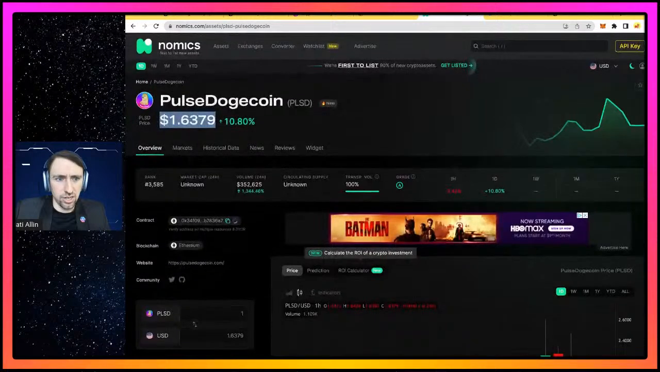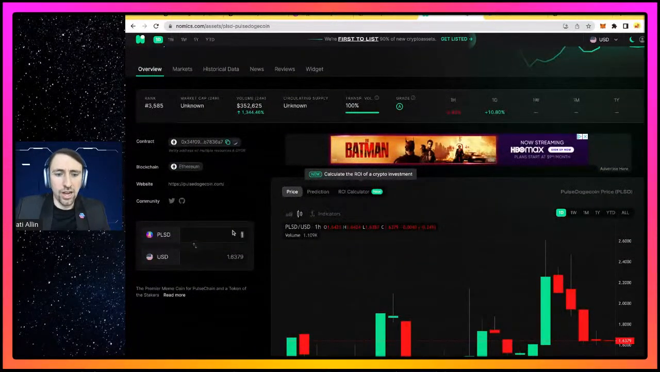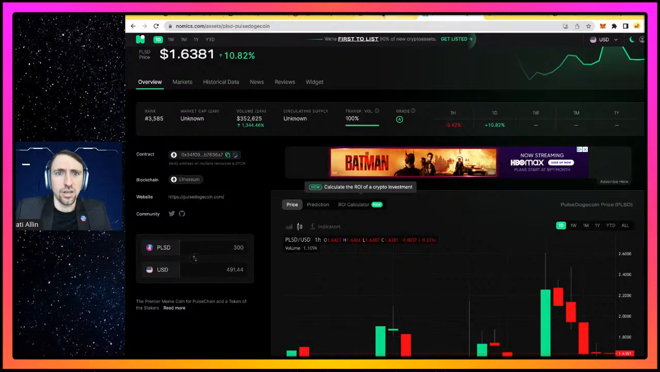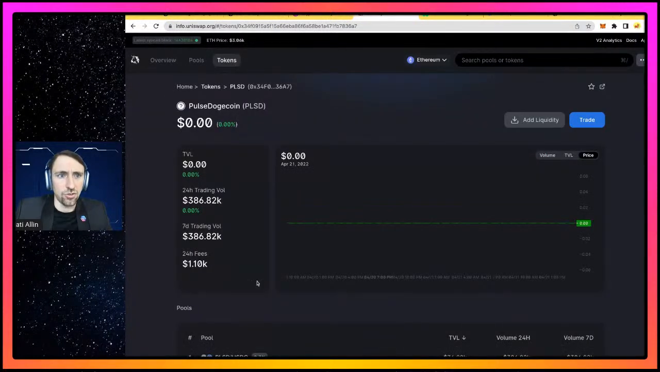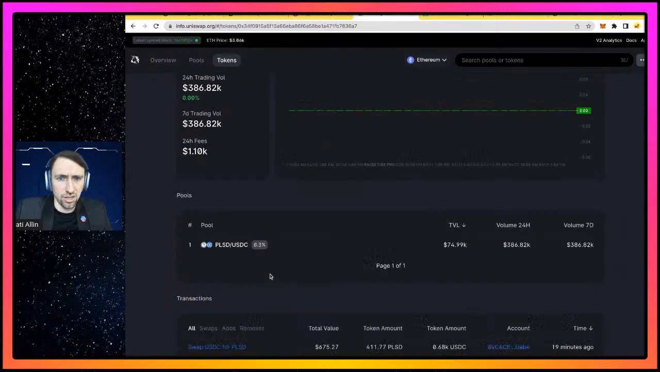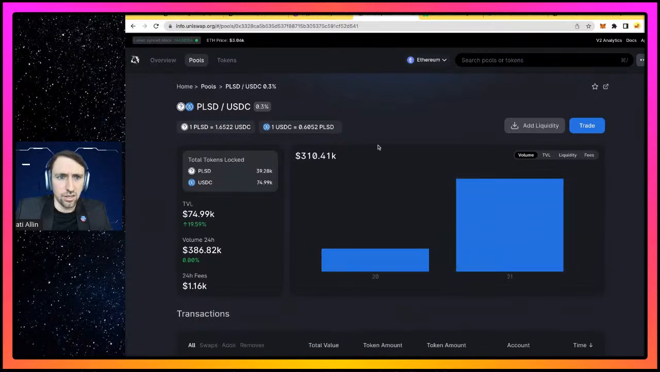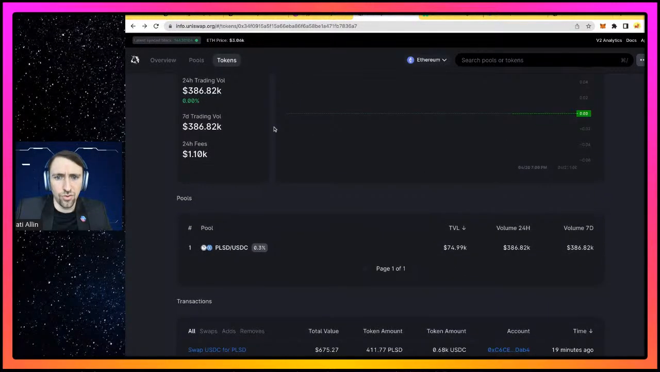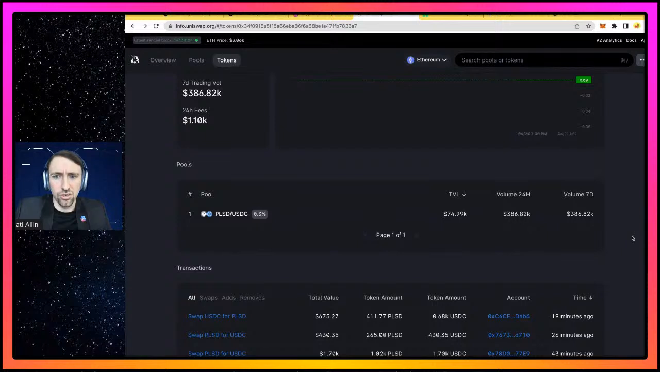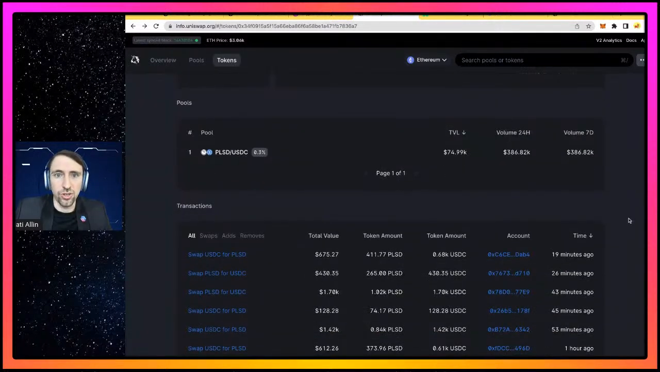I can pull up the calculator here. Here it is. So if you're a whale, you're getting at today's prices about $500 worth of PulseDogeCoin. Where's the liquidity here? We don't have to go too deep into Uniswap, but here's the total value locked, $75,000. So there's low liquidity, which means this could pump or it could dump, just depending on what people are doing.